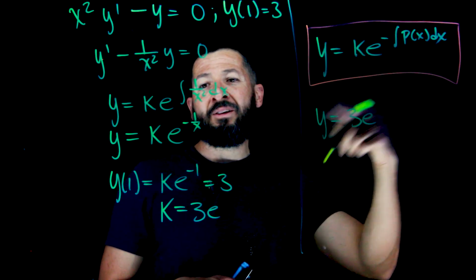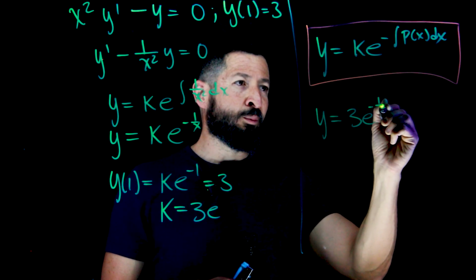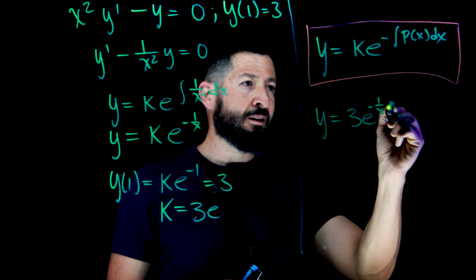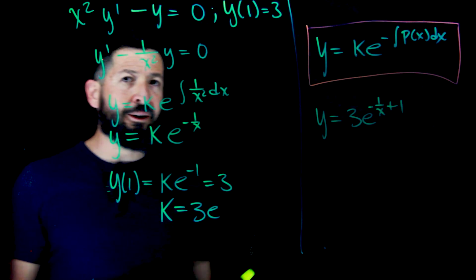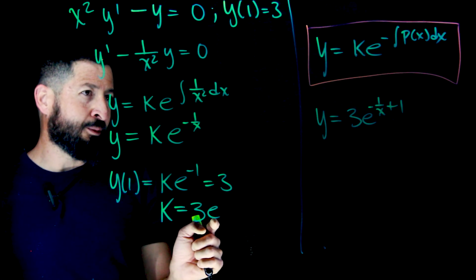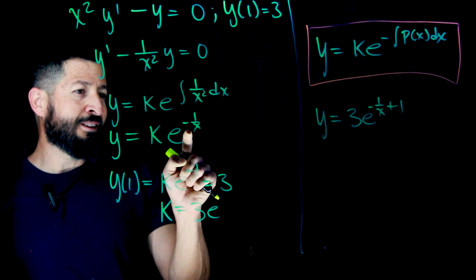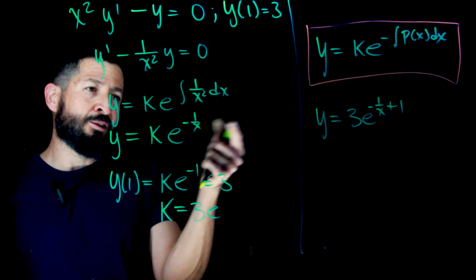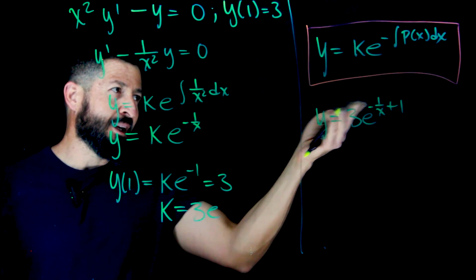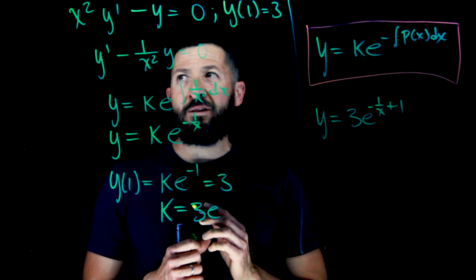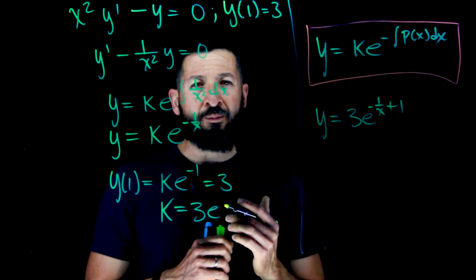Well, I'm going to have another e, so I'm going to put it together here. A plus 1 there, because it would be 3 times e from this and then this. Whenever you have the same base, you add the exponents. So e to the 1, I just add the exponents, and that would be the solution to that initial value problem.